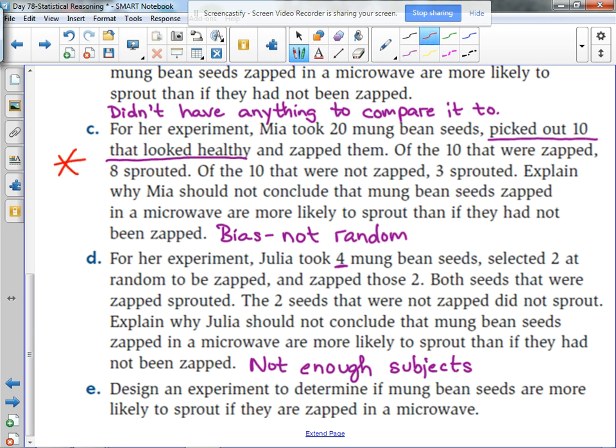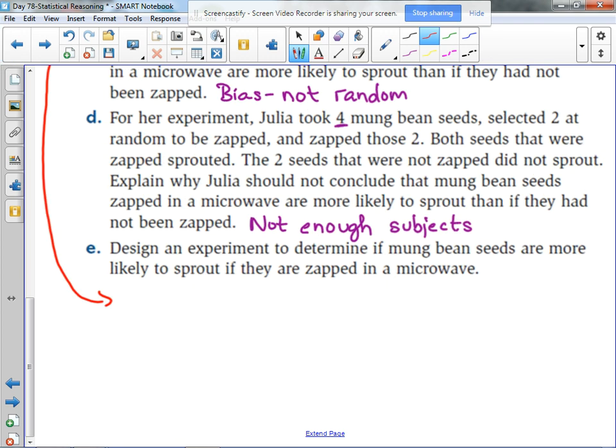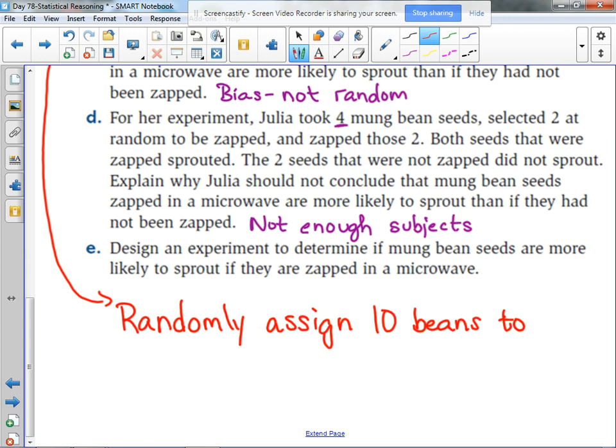Okay, so I think probably Mia's experiment here is the best, but really the only thing we need to change is to randomly assign 10 beans to be put in the microwave or to be zapped. And you can do that any number of ways. You could put all the beans in a bag, shake them up, just pull out the first 10 that you grab. That's one way to do it. Or you could lay them out and do every other one or something like that. But just randomly assign the 10 beans to be zapped. And then she's pretty good. She's got 20. She has the 2 different treatments, she just needs that random assignment.